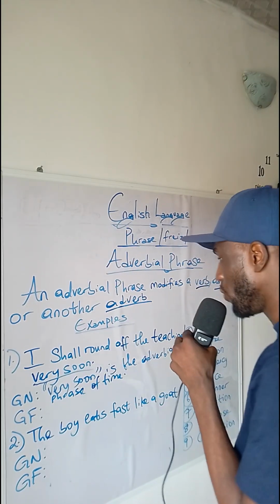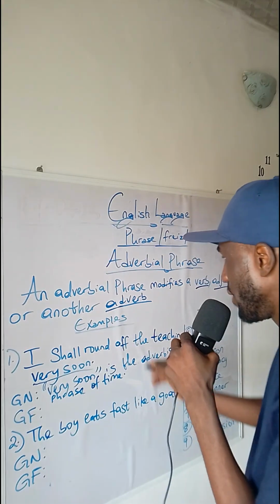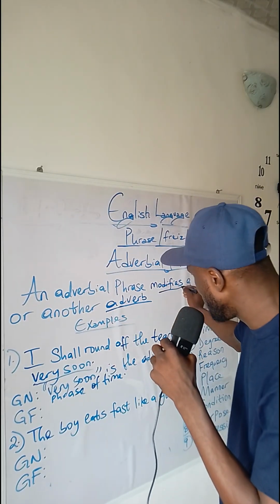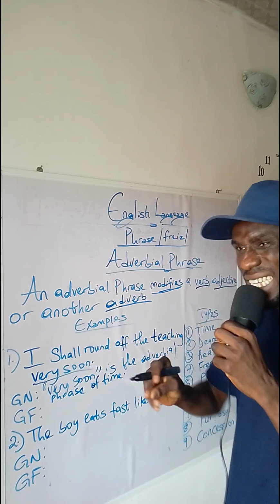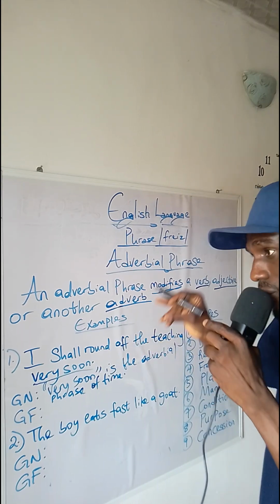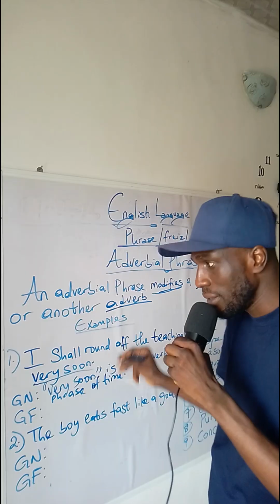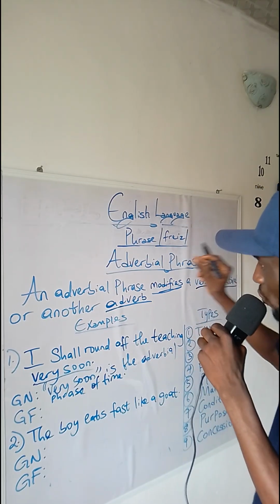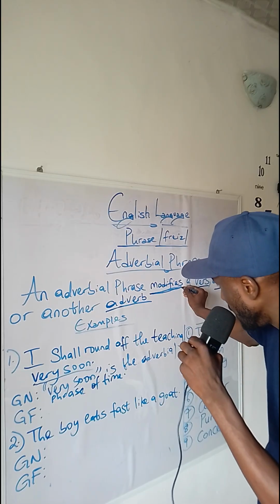So what's the grammatical function of "very soon" in the sentence? Don't forget that the keyword here is modifies. That's what we'll be using here. If you recall, for noun phrase, the keyword was "it functions as." For the adjectival phrase, the keyword for the grammatical function was "it qualifies." But right here, the keyword for the grammatical function in an adverbial phrase would be "it modifies."